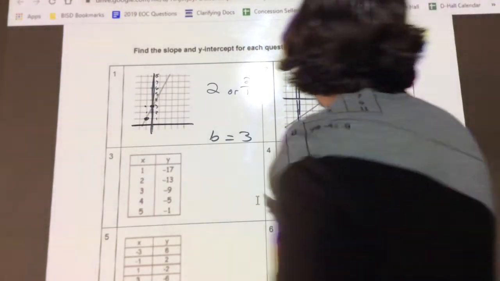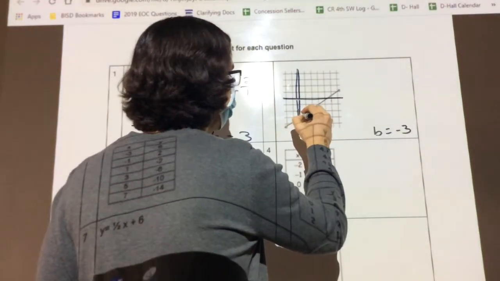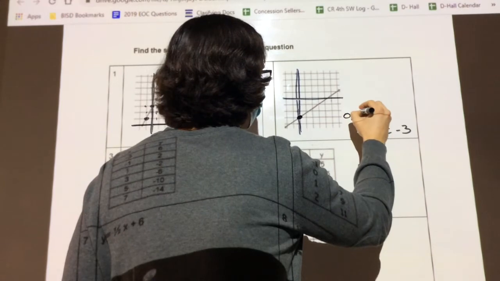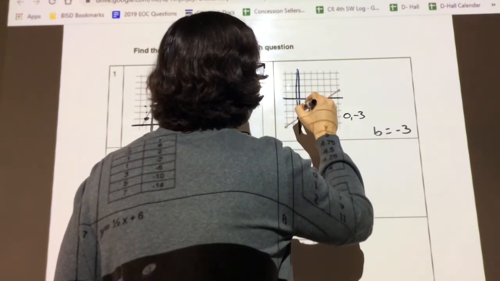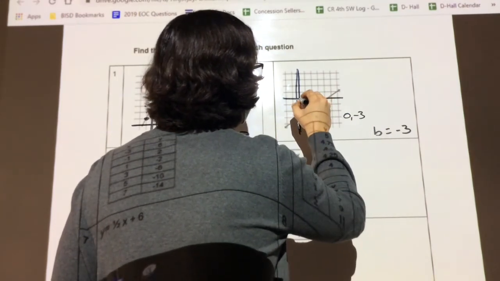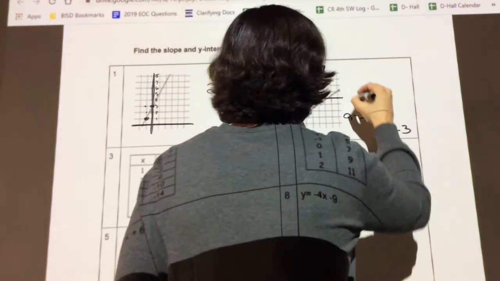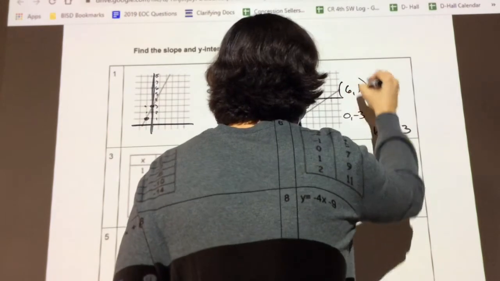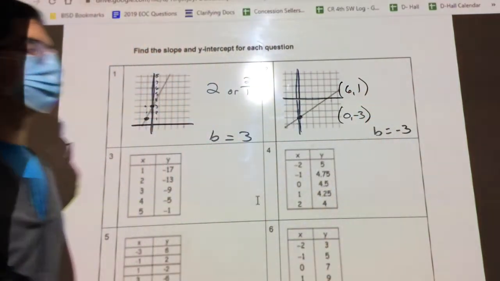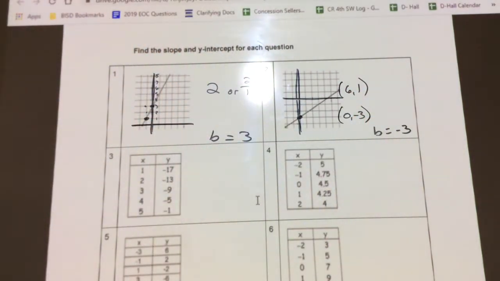Well, I'll give you two ordered pairs. How's that? I'll give you (0, -3), and we'll say that 1, 2, 3, 4, 5, 6, and 1, so (6, 1). (0, -3) and (6, 1) are going to be my two ordered pairs that I give you.